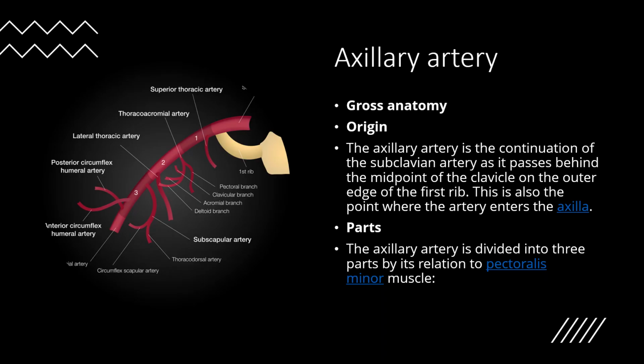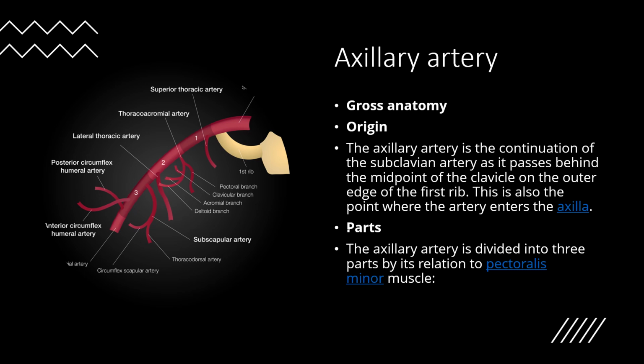Now let us look at the gross anatomy of the axillary artery. The origin of the axillary artery is the continuation of the subclavian artery as it passes behind the midpoint of the clavicle on the outer edge of the first rib. So when the subclavian artery crosses the first rib, it is called the axillary artery. This is also the point where the artery enters the axilla, and that is why we call it axillary artery.